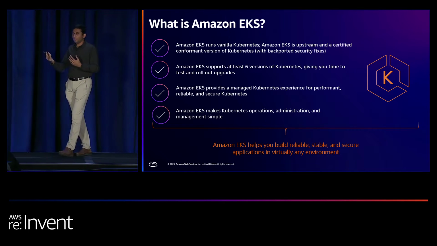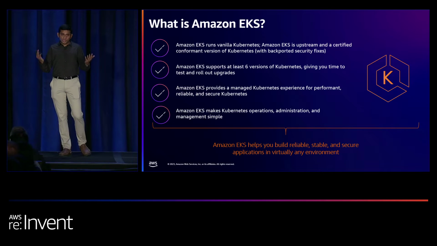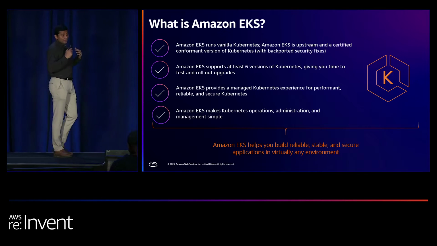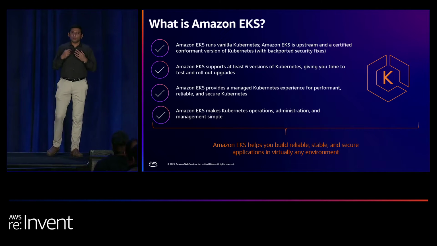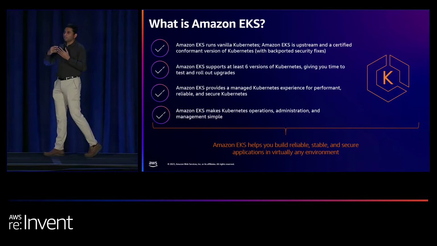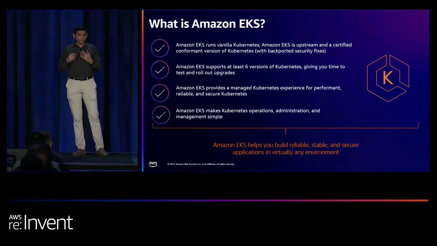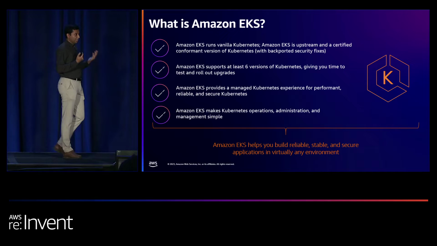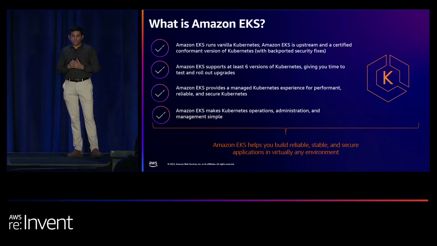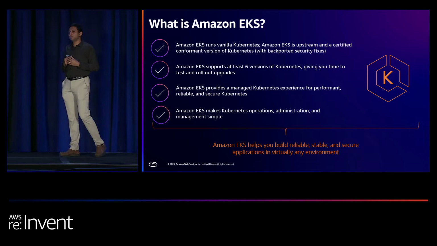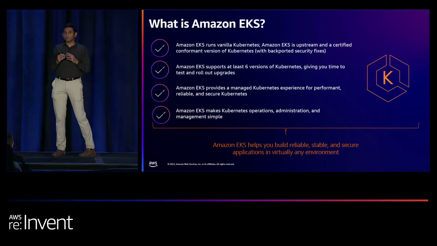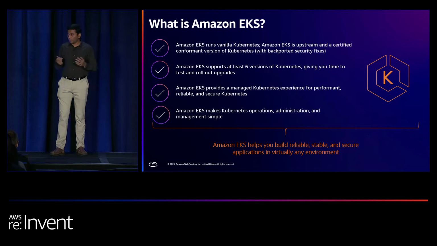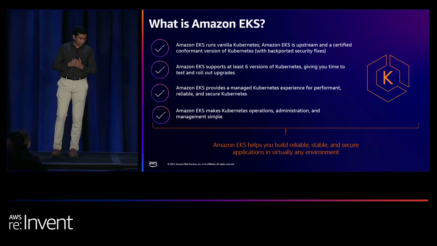EKS runs vanilla Kubernetes under the hood. What that means is we do not fork the upstream code base. EKS is upstream conformance certified. And what that means is EKS passes all of the upstream conformance tests. And we apply and backport all of the security fixes that give you the peace of mind of running a secure Kubernetes environment with EKS. At any given point of time, EKS supports up to 6 versions of Kubernetes. We actually increased that in the past few months. It used to be 4 versions in the past, and now we support up to 6 versions. We'll talk more about that.